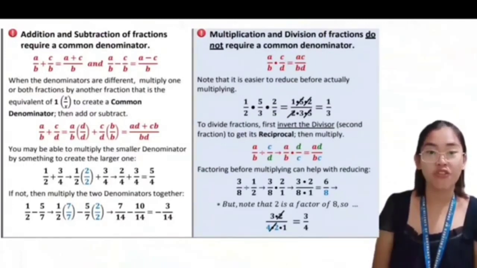Multiplication and division of fractions do not require a common denominator. It is easier to reduce before actually multiplying. To divide fractions, first invert the divisor, the second fraction, to get its reciprocal, then multiply. Factoring before multiplying can help with reducing.